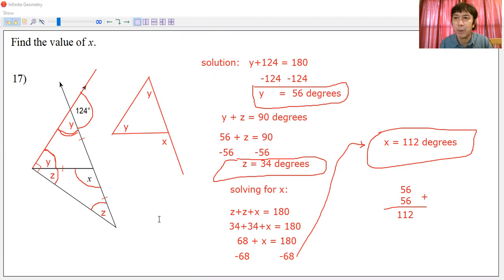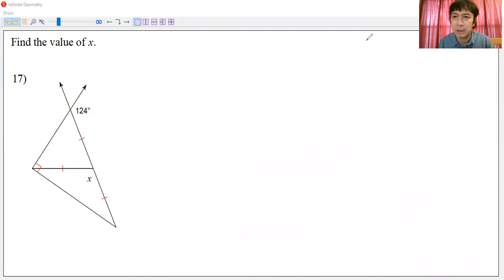If you can still remember the exterior angle theorem, this exterior angle is equal to the two remote interior angles there. So you have x is equal to y plus y. So that's another way of solving it. That goes to our number 17. We shall continue with number 18.